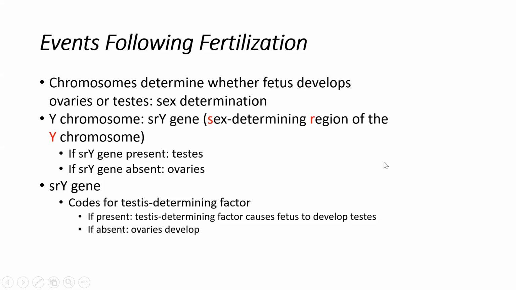What the SRY gene actually codes for is a group of proteins called testis determining factor. And if this is present, then testes will develop, and if it's absent, then ovaries will develop. So just to package that a little better, we have the Y chromosome. On the Y chromosome, we have the SRY gene, and remember genes code for proteins, those SRY genes code for the testis determining factor, and if that's present, then the cells will begin to produce testes. If it's absent, the cells will go on to produce ovaries.